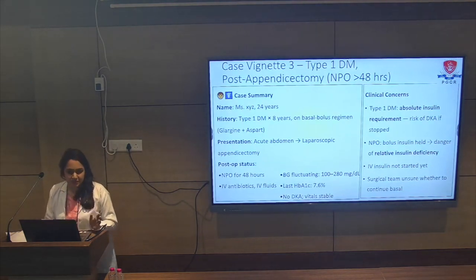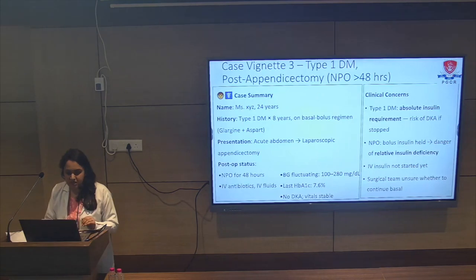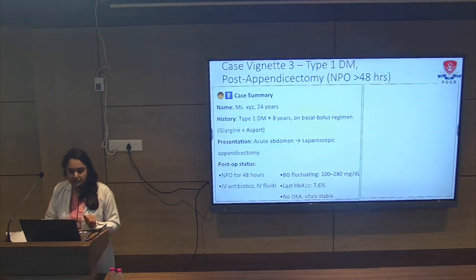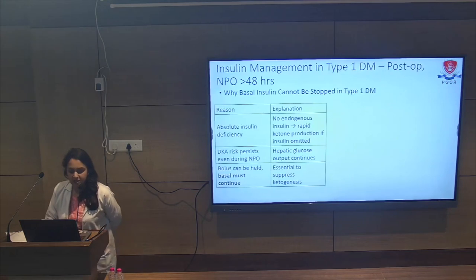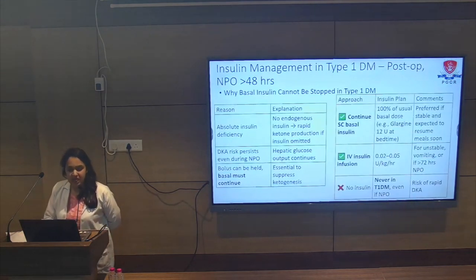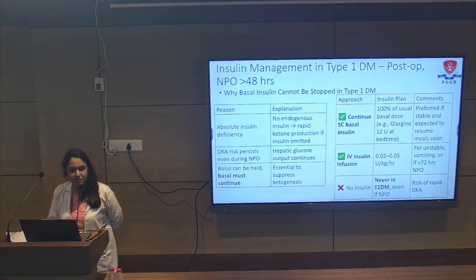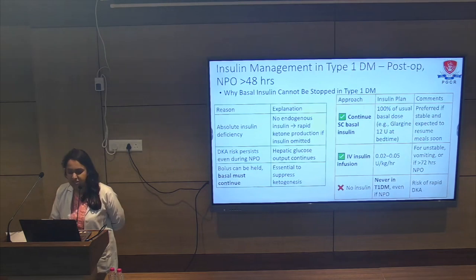The patient is nil per oral, so we stop the bolus insulin, but we continue the basal insulin because there are chances of rapid ketone production if insulin is omitted in these patients. So we continue the subcutaneous basal insulin. 100% of the usual basal dose is continued, especially if the patient is stable and is expected to resume meals soon.